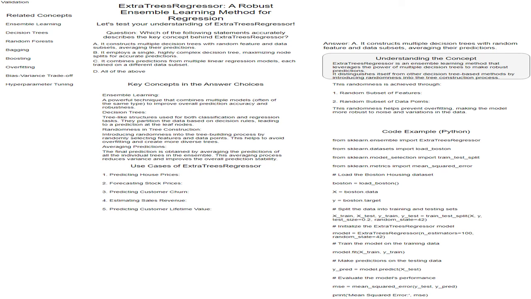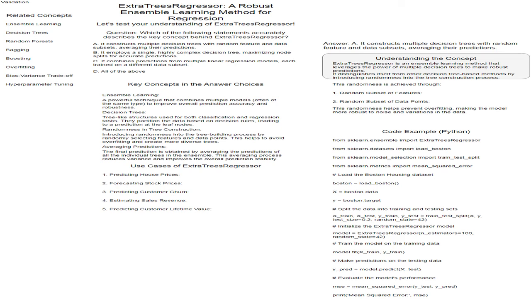Which of the following statements accurately describes the key concept behind extra trees regressor? A. It constructs multiple decision trees with random feature and data subsets, averaging their predictions. B. It employs a single, highly complex decision tree, maximizing node splits for accurate predictions. C. It combines predictions from multiple linear regression models, each trained on a different data subset. D. All of the above.